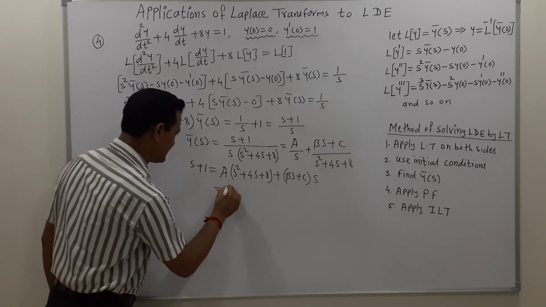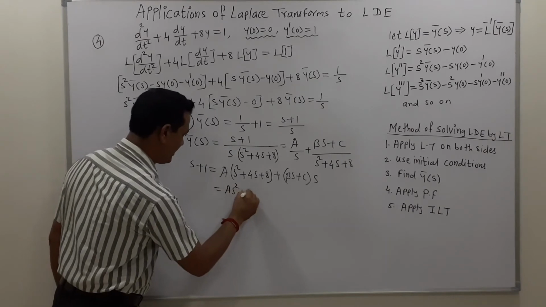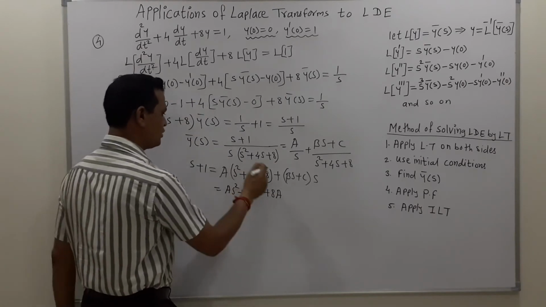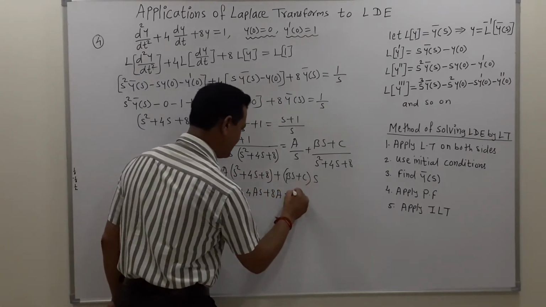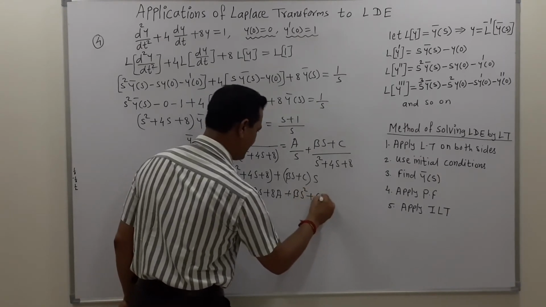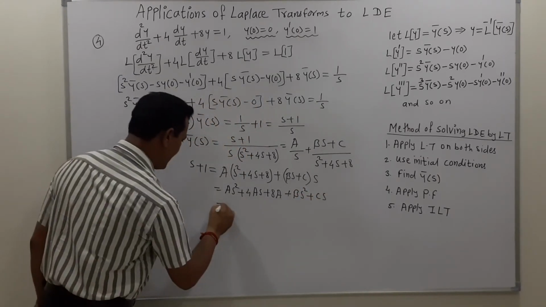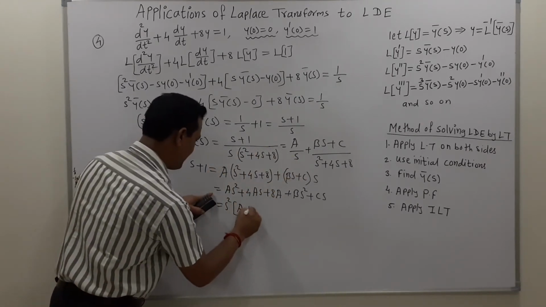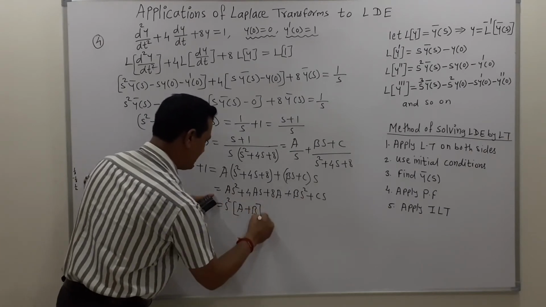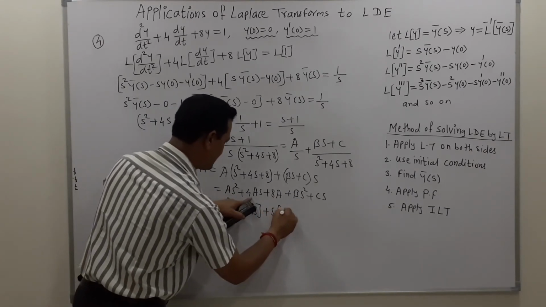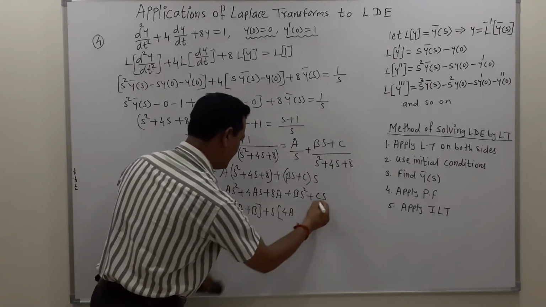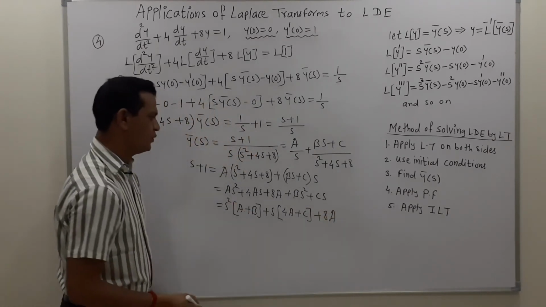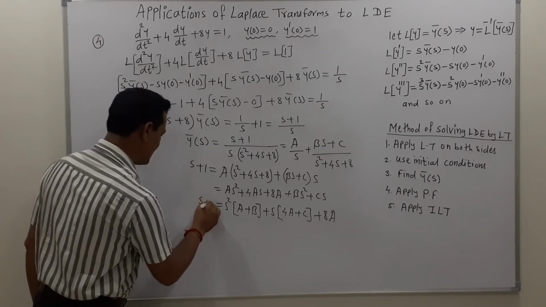So we get a s square plus 4as plus 8a. Then multiplying bs plus c by the s term, we get bs square plus cs. Now arrange this according to the decreasing power of s. We write the s square coefficient as a plus b, the coefficient of s as 4a plus c, and the constant is only one term, which is 8a, and this side is s plus 1.